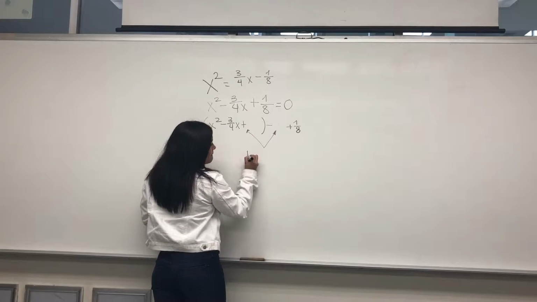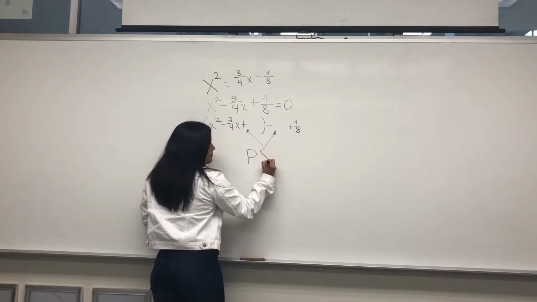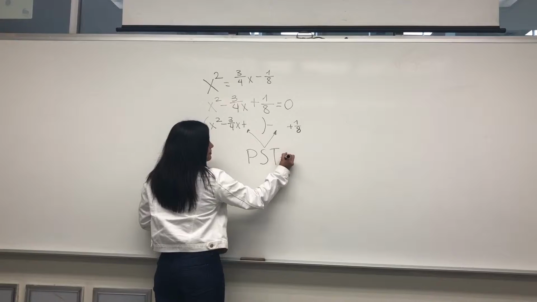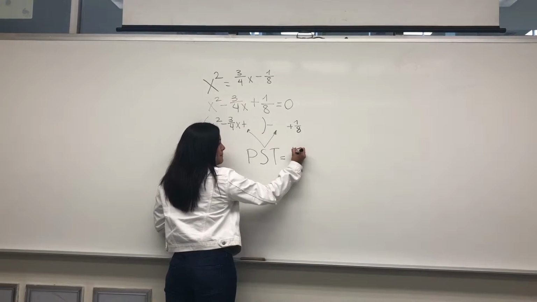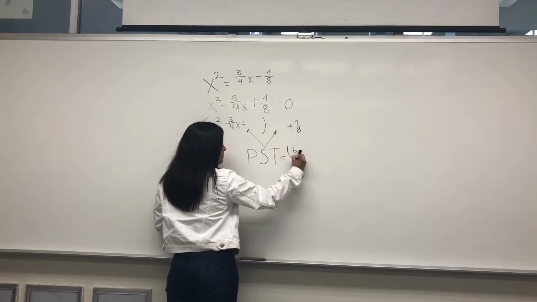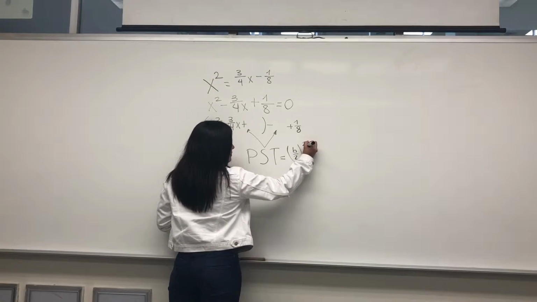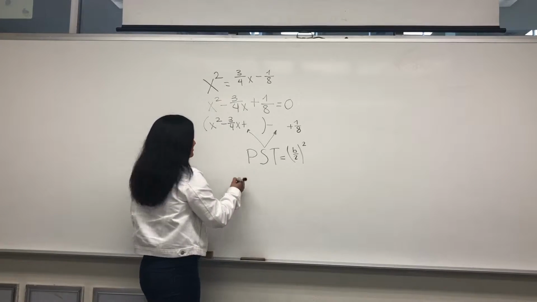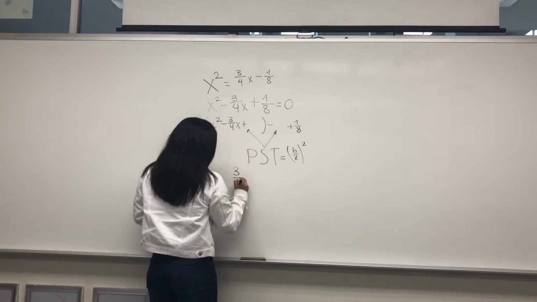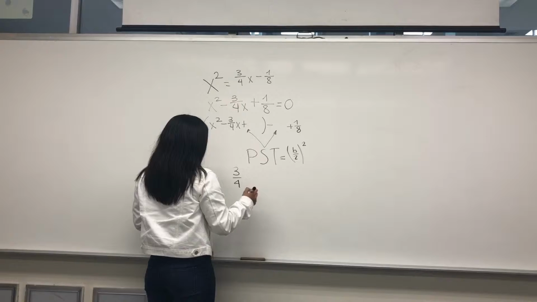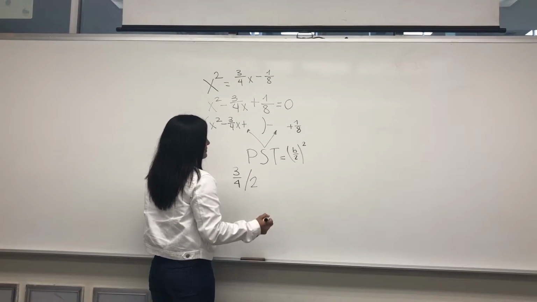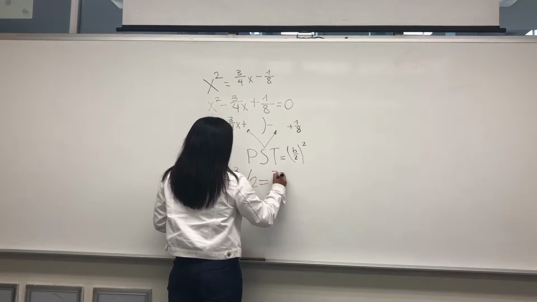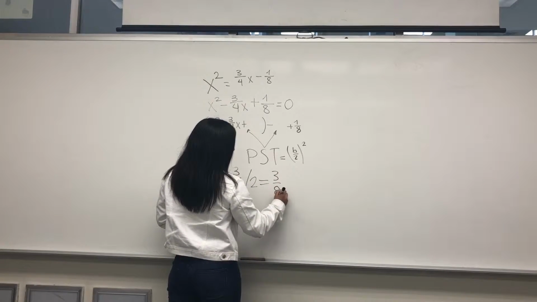The perfect square trinomial is a binomial that, if you multiply it twice, you get the trinomial. We get it by dividing b over 2, raised to the square. In this case, we're going to divide 3/4 over 2. That equals 3 over 8.